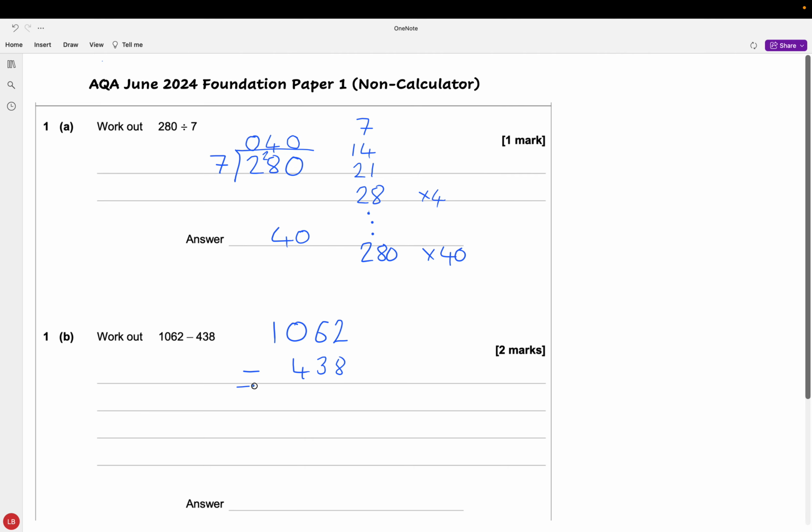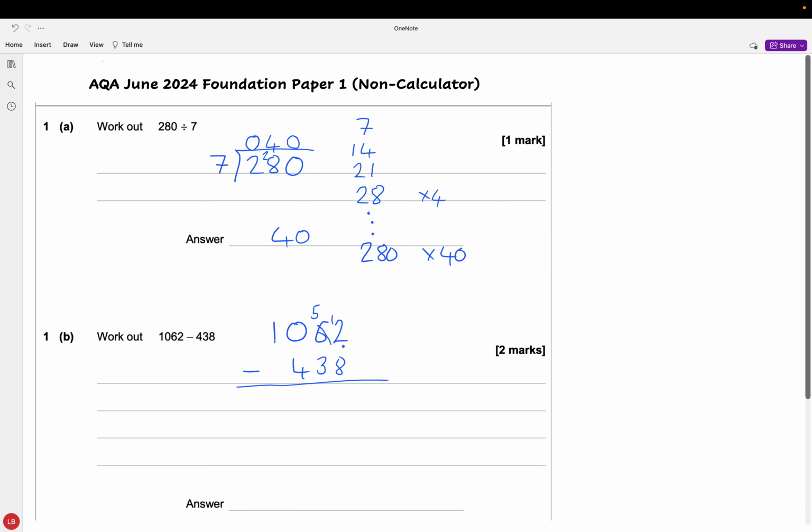We'll write down that we're doing a takeaway, and we'll start off with 2 take away 8. Well, we can do that, but it goes into negative. So quite a common mistake is for people to go, okay, well, 8 divided by 2 is 6, but that's wrong. We're doing this number take away this number. So it's 2 take away 8, which without going into negatives, we can't do. So we do our borrowing. So we cross out our 6, reduce it to 5, and carry 1 across.